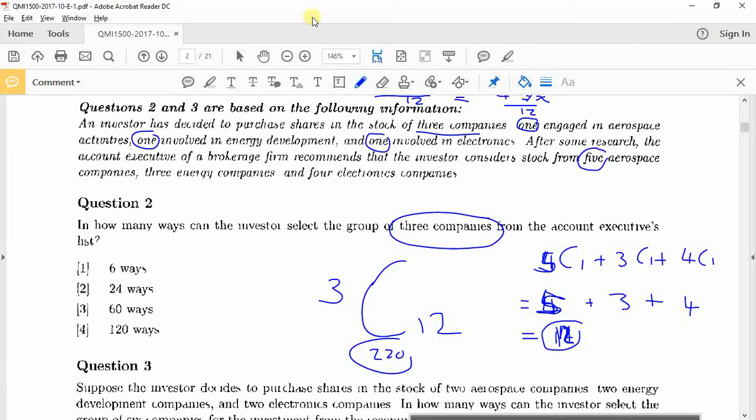Okay, let's do this one. See, the textbook says any 3 people out of 12 can be chosen for a committee. How many possible arrangements are there? So any 3 people chosen out of 12, 220. Okay, so 12C3.